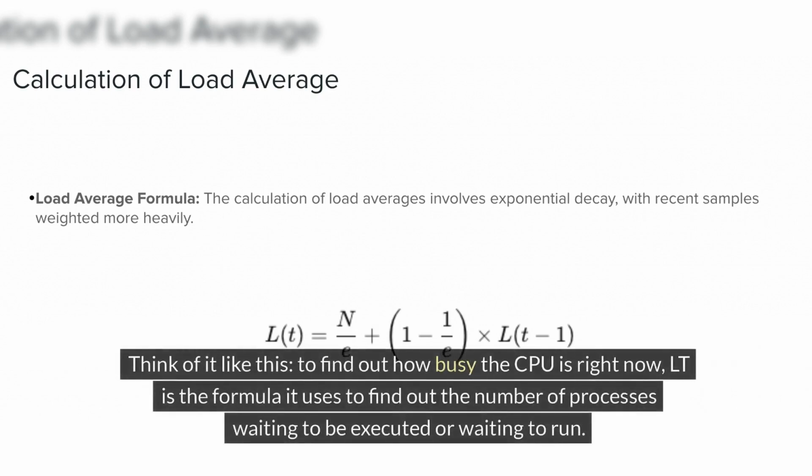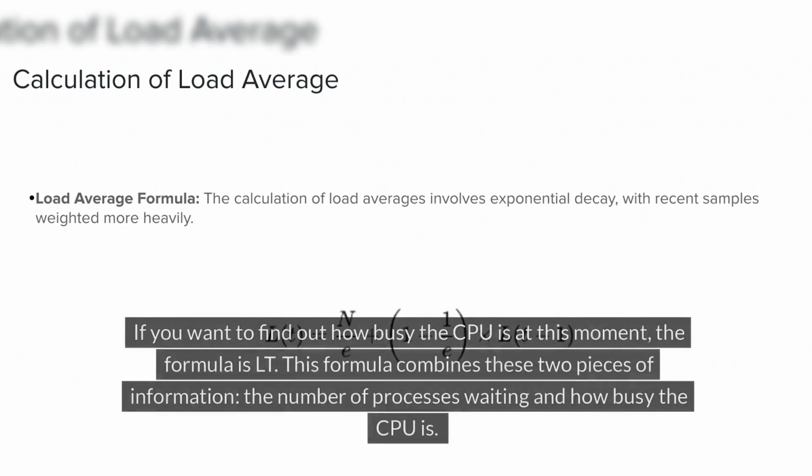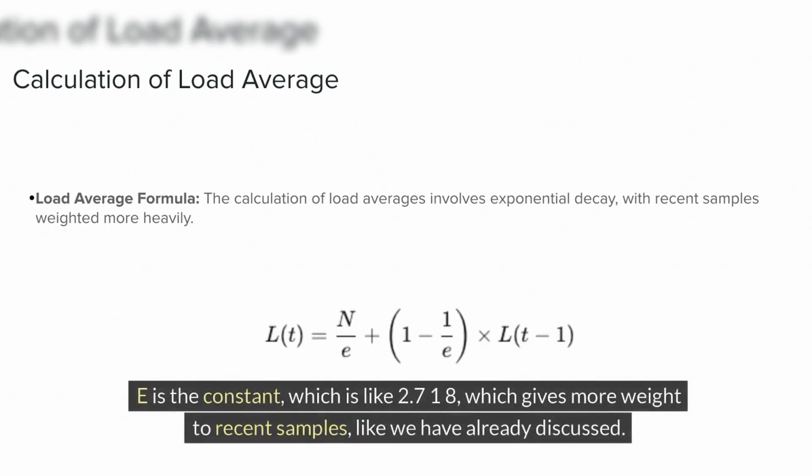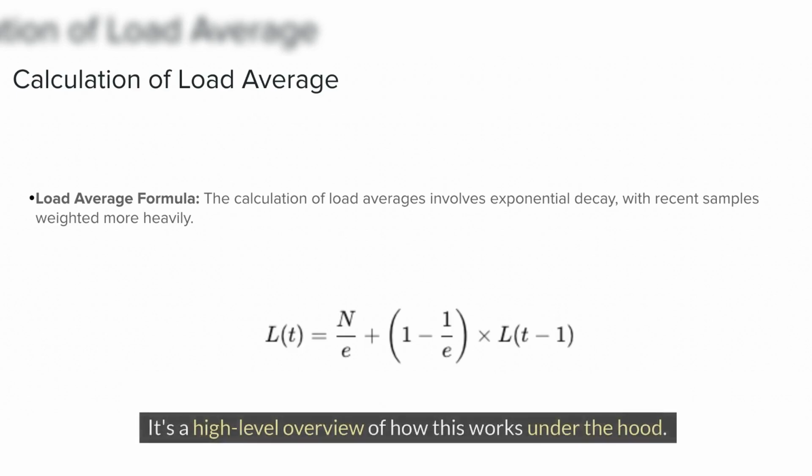To find out how busy the CPU is right now, L(t) is the formula it uses to find out the number of processes waiting to be executed or waiting to run. If you want to find out how busy the CPU is at this moment, the formula is L(t). This formula combines these two pieces of information, the number of processes waiting and how busy the CPU is. e is the constant, which is approximately 2.718, which gives more weight to recent samples like we have already discussed. It's a high-level overview of how this works under the hood.